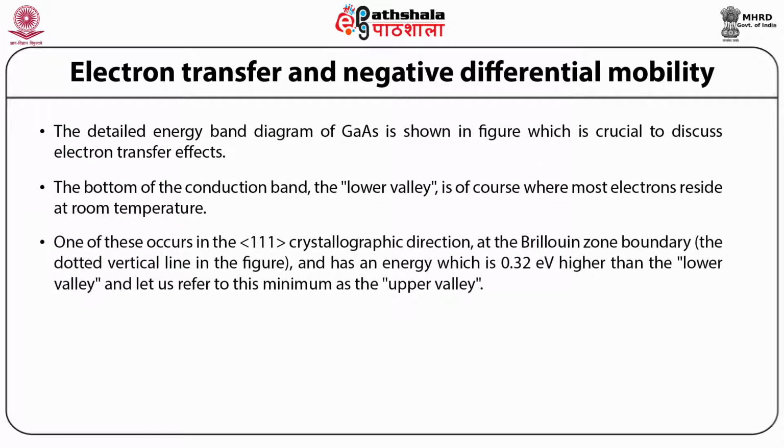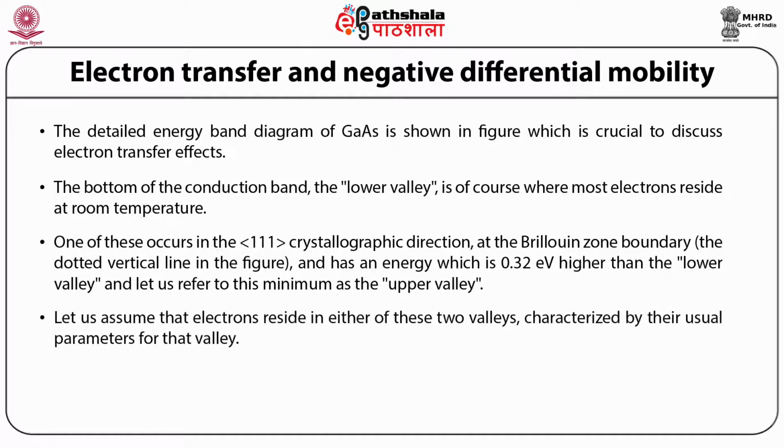One of these occurs in the 111 crystallographic direction at the Brillouin zone boundary, which is indicated by the dotted vertical line, and has an energy which is 0.32 electron volt higher than the lower valley. Let us refer to this minimum as the upper valley. So the essence of the Gunn effect is that as electrons are accelerated by a high electric field, they may gain sufficient energy to be able to transfer to the upper valley.